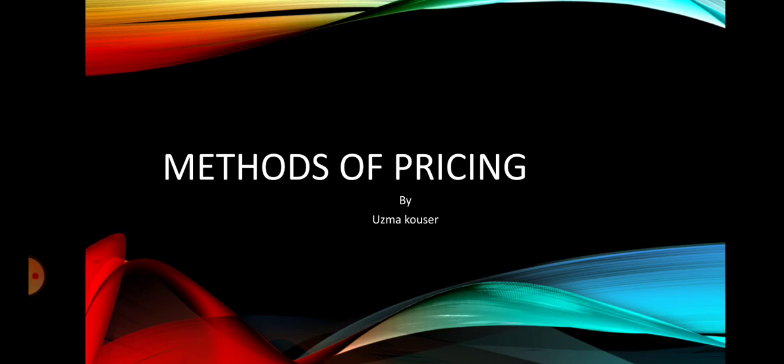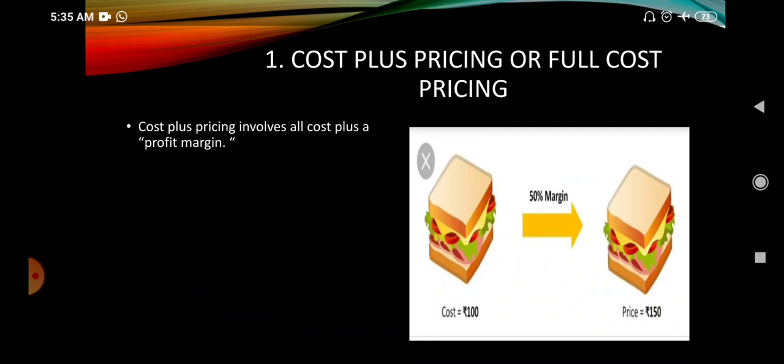So in today's video we are going to discuss the main topic of this chapter, that is methods of pricing or types of pricing. So let's see the first one. The first one is cost plus pricing or full cost pricing. So these are all the methods of pricing, means how the pricing is done for each product. For one product there will be different types of pricing. So the first one and the common one is cost plus or full cost pricing.